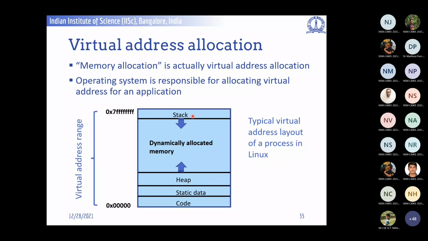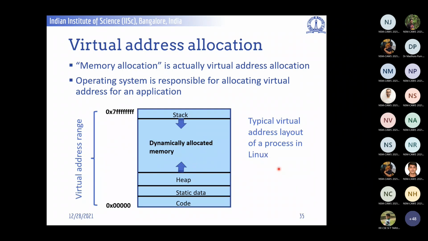And the stack would be at the top of the virtual address space. That is where it will be allocated, and it will grow downward. And in the middle will be dynamically allocated memory regions for that particular application or process. And the heap grows upward. In the middle also, all the files that are mapped, the libraries that are used by the application, that will all go in the middle of the virtual address space.